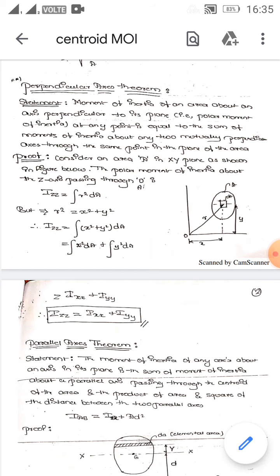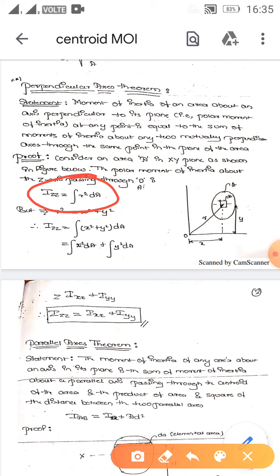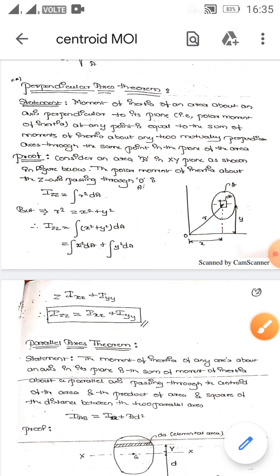This equation we have derived before: the polar moment of inertia, Izz, should be equal to the integration of r square into dA. The reason for integrating is that dA is a small area, so if you want it for the larger area, capital A, this becomes an integration. So now Izz is equal to the integration of r square into dA.